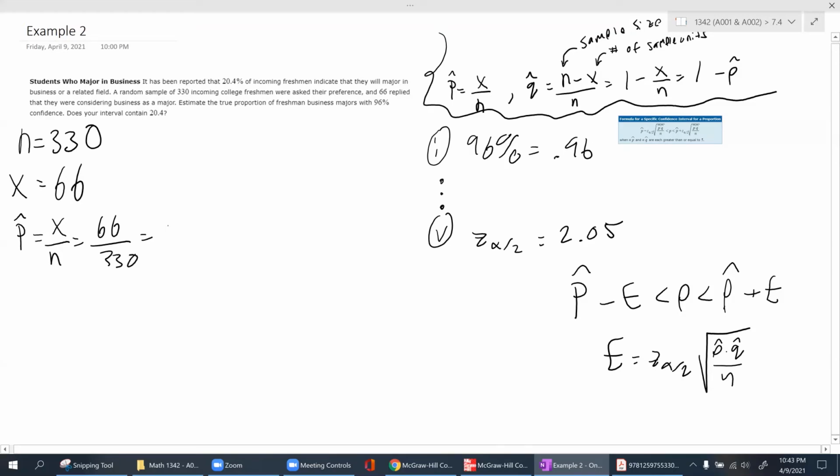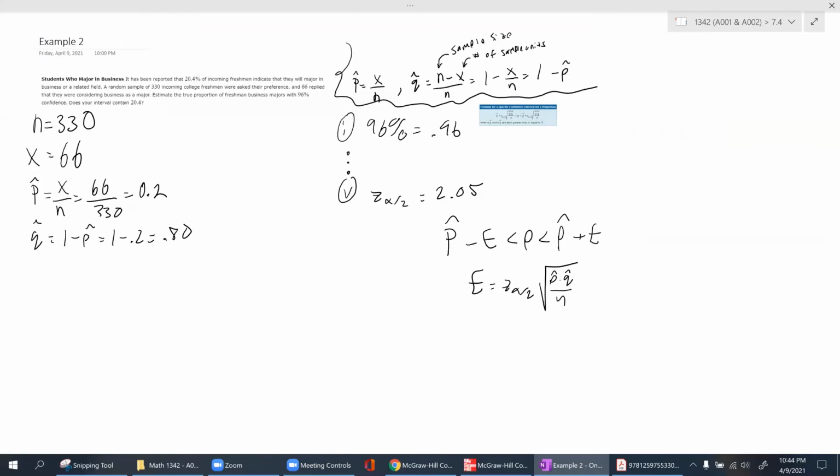We'll go ahead and do the same thing as before. The intermediate steps will be 5 decimal points, and in the very end, we'll round to 3, if possible. This gives me 0.2. It's very nice. Meaning my Q, it's up to you whichever one you want to use, but keep it simple. So this is 1 minus 0.2, which is 0.80. I have everything that I need: my Z value, my P value, my Q value, my N value. I'm good to go. We said my Z subscript alpha over 2 was 2.05.